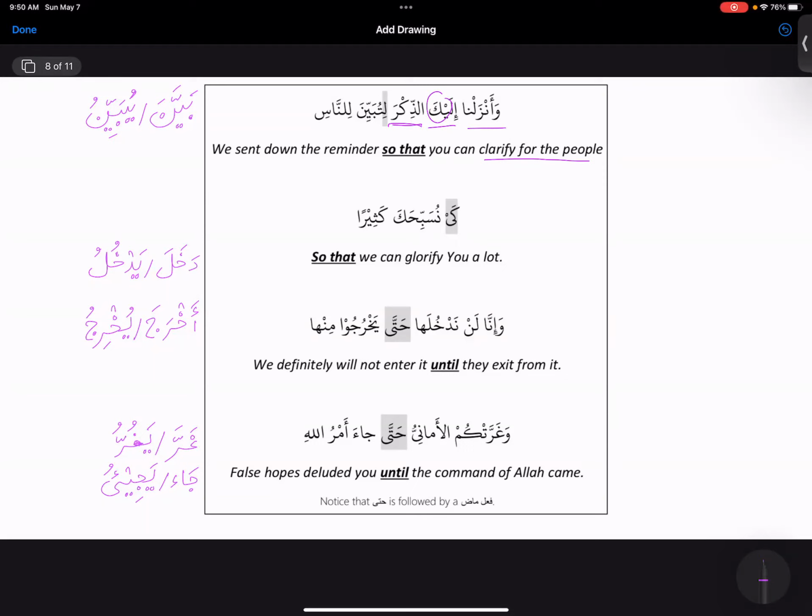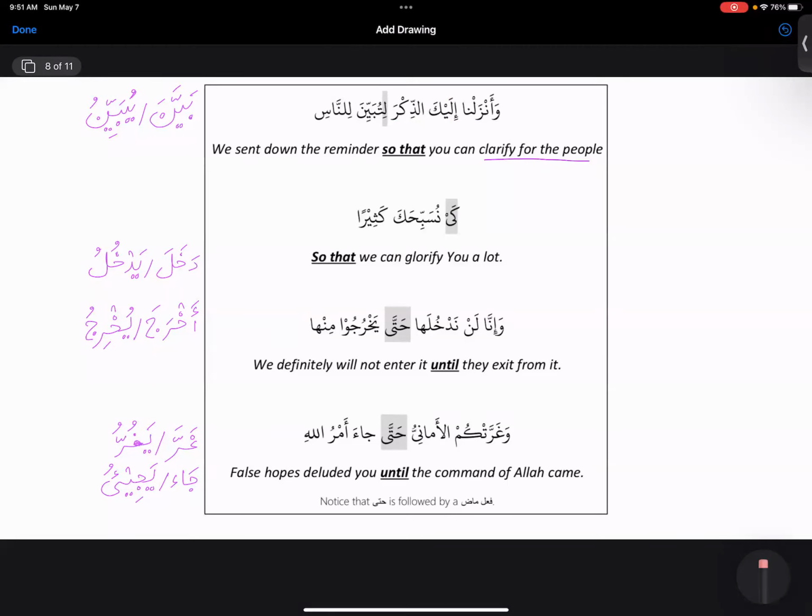So now let's do the irab of that. Wa anzalna, what kind of sentence are we looking at? Jumla fi'liyya. Okay. Let's do that. Who is going to try? Come on, I can help you guys. Let's do it quickly. Mehreen, you want to try? Sure.